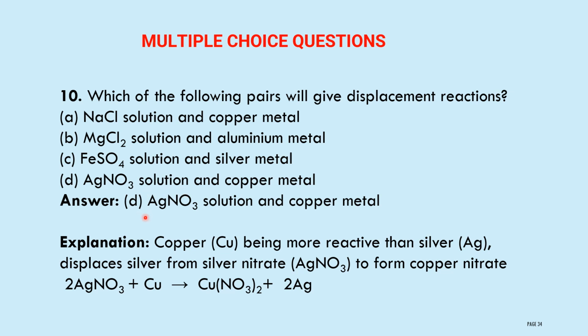The correct option is silver nitrate solution and copper metal, because copper is more reactive than silver. Therefore, it will displace silver from silver nitrate solution to form copper nitrate. This is the equation: silver nitrate plus copper react to give copper nitrate and silver. This copper will react with this nitrate, then it will displace silver because of the higher reactivity of copper.